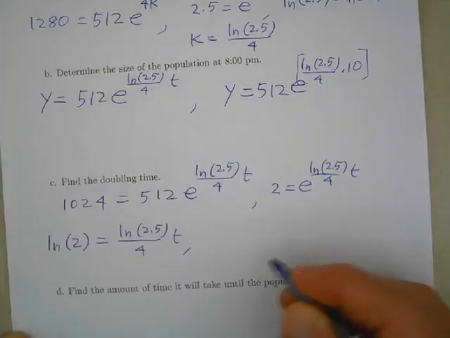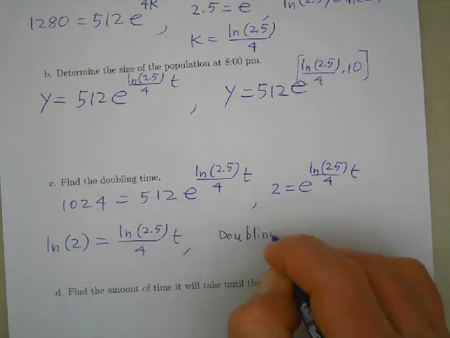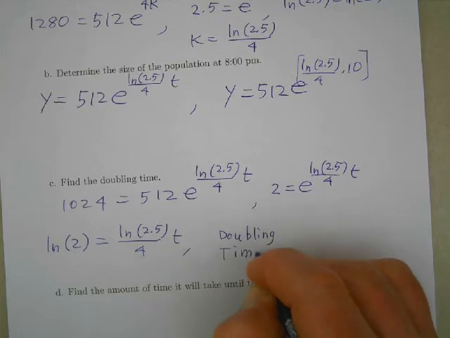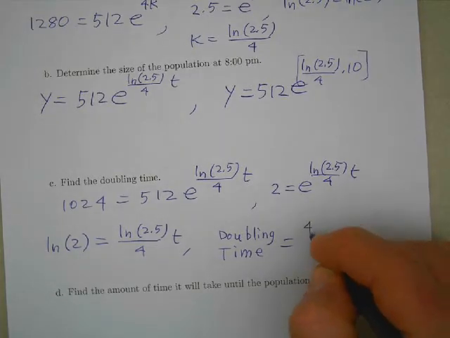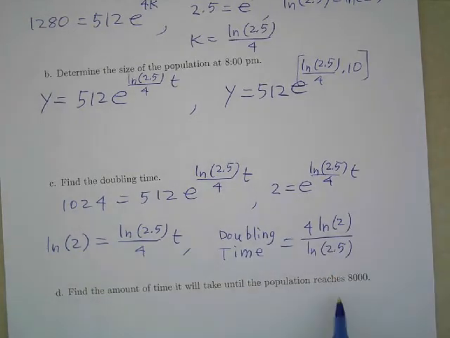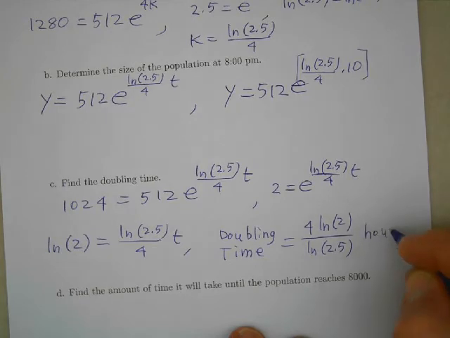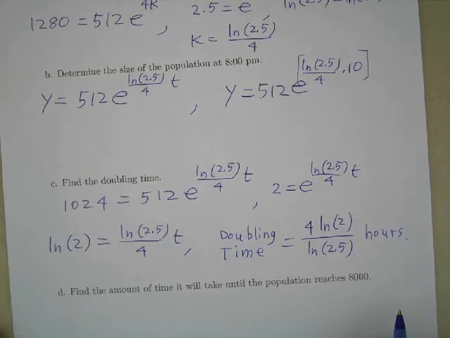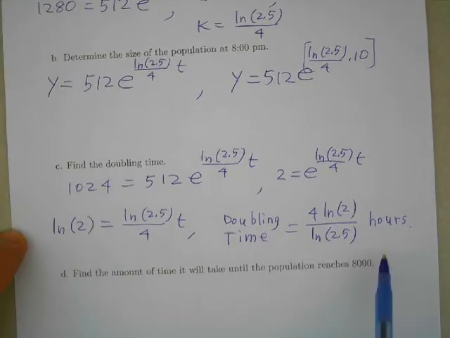So in this case, the natural log of 2 is equal to the natural log of 2.5 over 4 times t. And then the doubling time we can find if we just multiply both sides by the reciprocal of the natural log of 2.5 over 4. So the doubling time is 4 times the natural log of 2 divided by the natural log of 2.5. Then use a calculator to come up with a number. This is measured in hours. And if you want to find the time of day, just add this to 10 a.m.